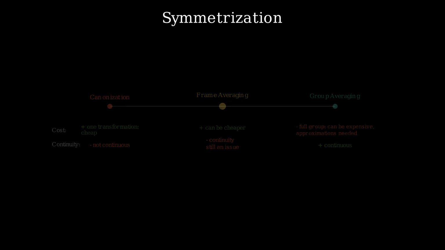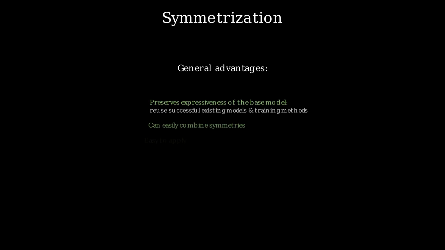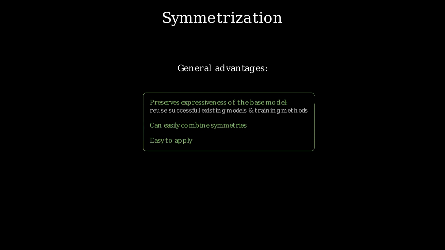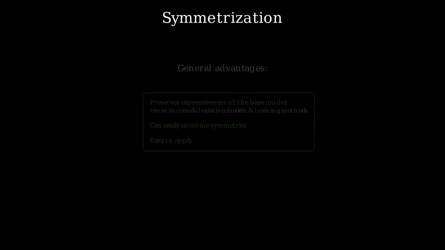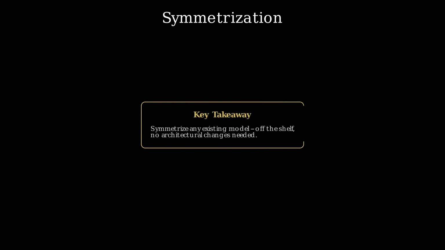All three approaches share important general advantages. First, they preserve the expressiveness of the base model, letting you reuse successful existing models and training methods. Second, they can easily combine symmetries. Third, they are easy to apply. The bottom line, symmetrization lets you take any existing non-equivariant model and make it equivariant, off the shelf. The right choice depends on your group, your budget, and your continuity needs.